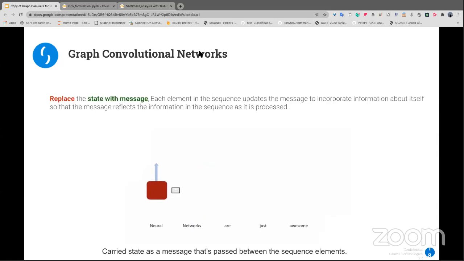Alternatively, you can think of the carried state as a message that's passed from one sequence element to the next. Each element in the sequence updates the message with information about itself. So the message reflects the information in the sequence as it is processed. The same recurrent block as before, but now the message part is changed.